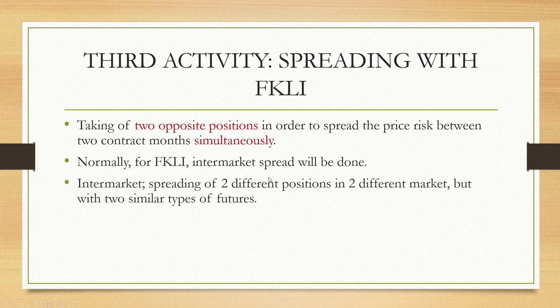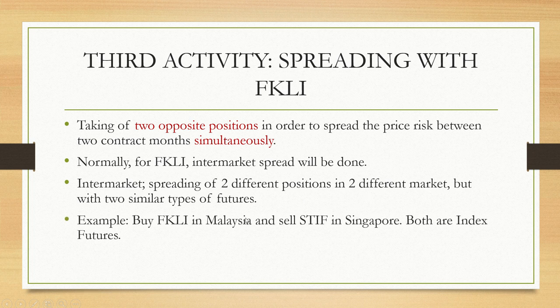So what does intermarket spread mean? It is about spreading of two different positions, buy and sell, in two different markets, but with two similar types of futures. For example, we want to trade index futures, but one in Malaysia, another one in Singapore. So what we will do, we will buy FKLI in Malaysia, and at the same time we will sell Straits Times index futures in Singapore, and both, as you know, are index futures.